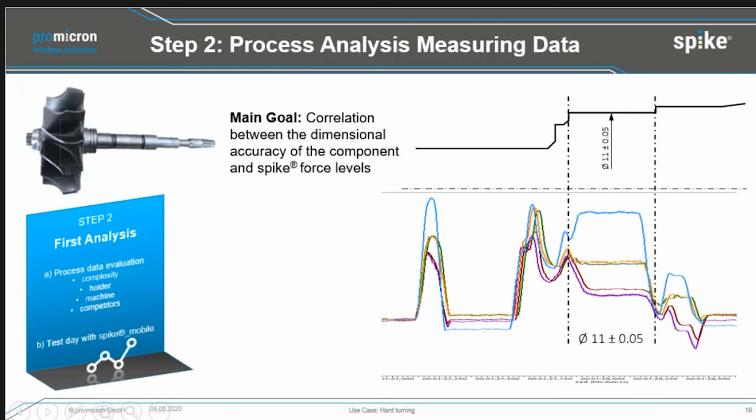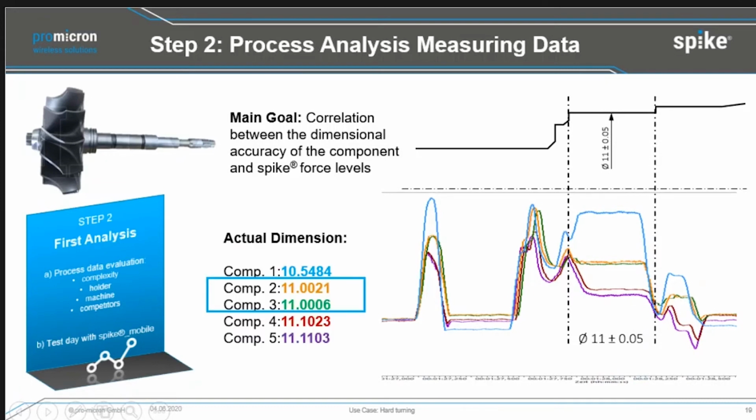We ran the process, and what we saw was quite interesting. Component 1 was sort of the preset part. We had an actual dimension of 10.54 mm, and we had quite high forces in this specific area where we need our exact diameter. Components 2 and 3 are just within our tolerance with 11.0021 and 11.0006. And we have nearly equal forces in this area of interest.